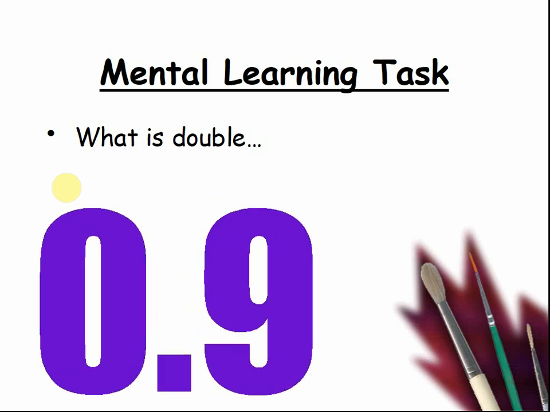What is double 0.9? Now careful, this one is a tricky one. 3, 2, 1, tell me. You can see I didn't trick you. The answer is 1.8 because 9 and 9 makes 18. So a tenth of 18 is 1.8.